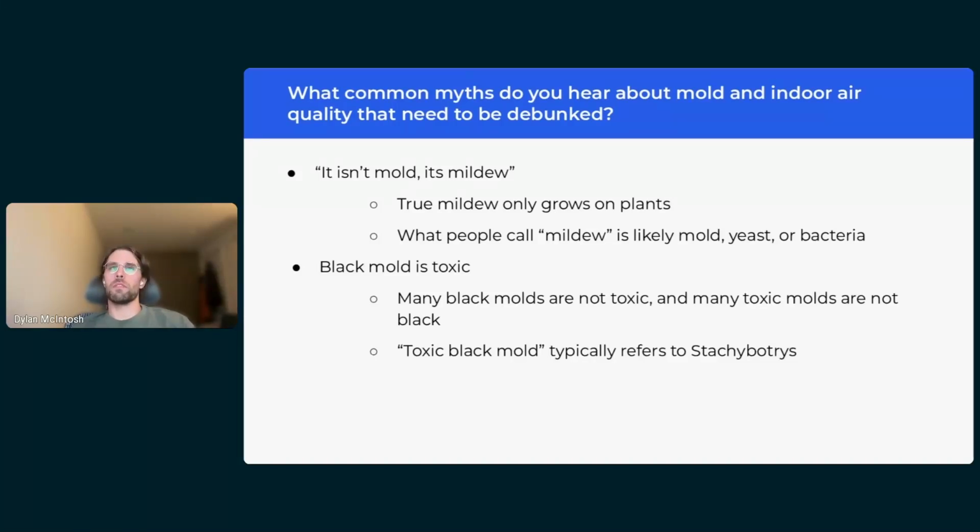Another myth is black mold is toxic black mold. That's the worst kind of mold. You got to burn the house down when you have it. Many black molds are not toxic, and many toxic molds don't grow in black. You can't tell just based off of the color the severity of it. Toxic black mold is a nickname or a reference to Stachybotrys, which is a toxigenic mold, but you respond to Stachybotrys the same way you do to any other mold types, with proper remediation.